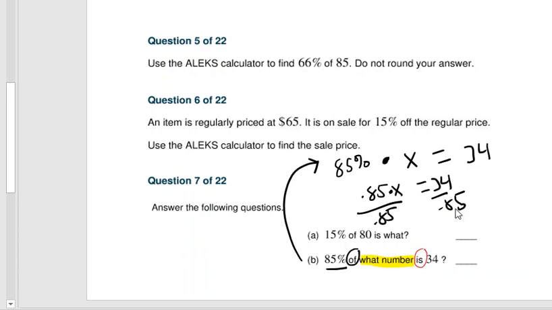Now in your calculator, you want to put 34 in first and then divide by 0.85. Okay, so when you put 34 divided by 0.85 in your calculator, you get 40. So 85% of what number is 34? Well, 85% of 40 is 34.